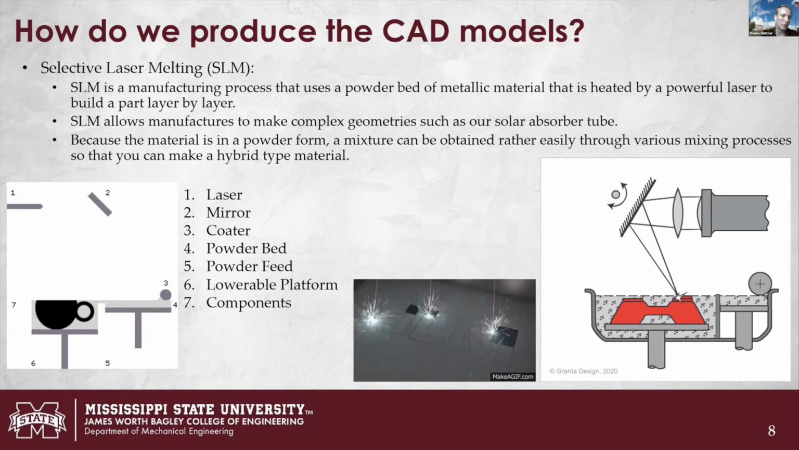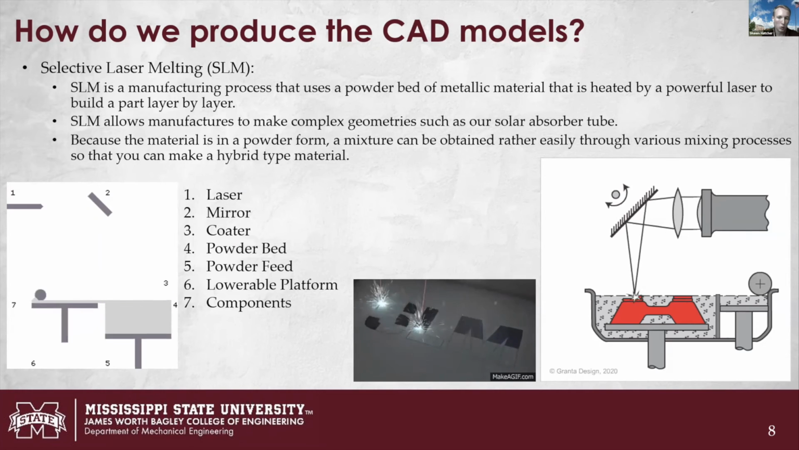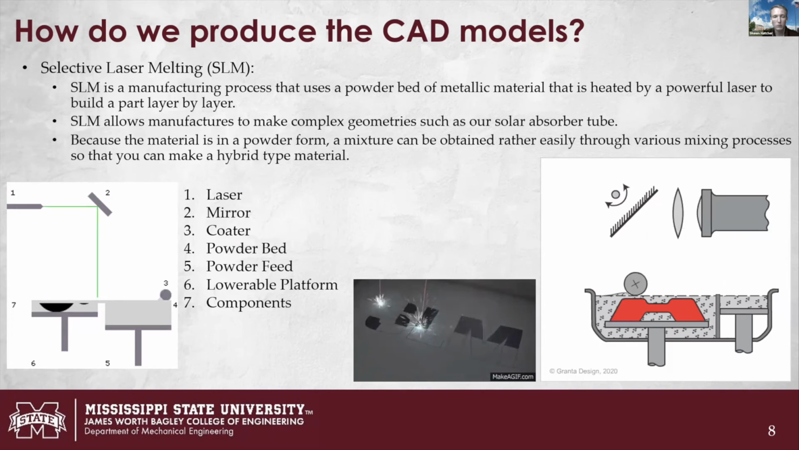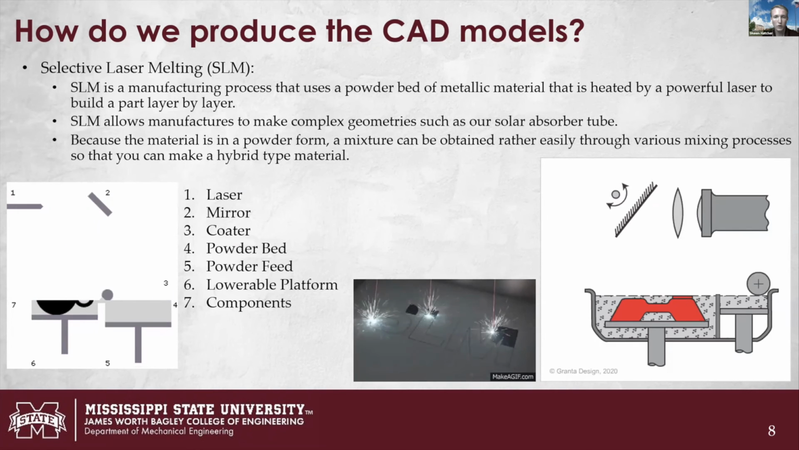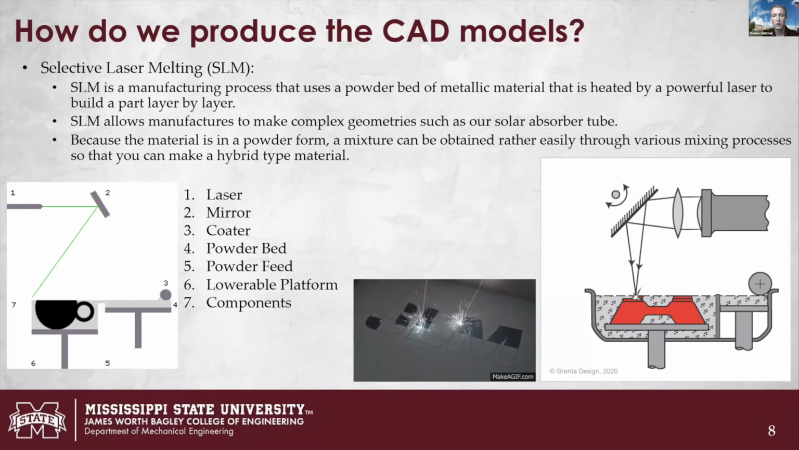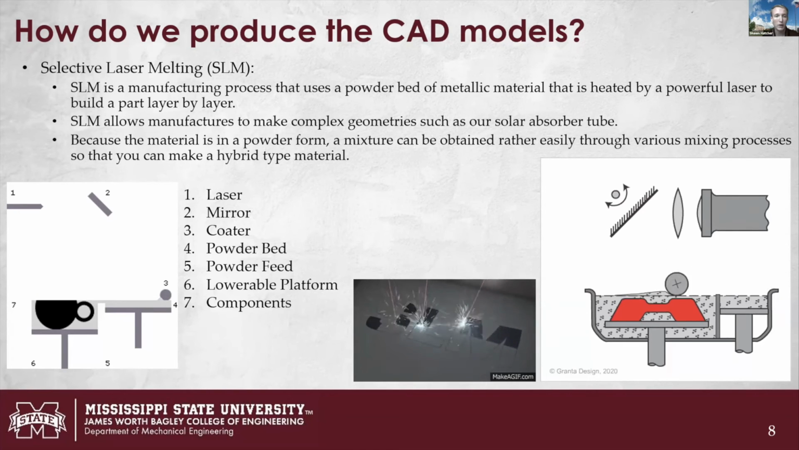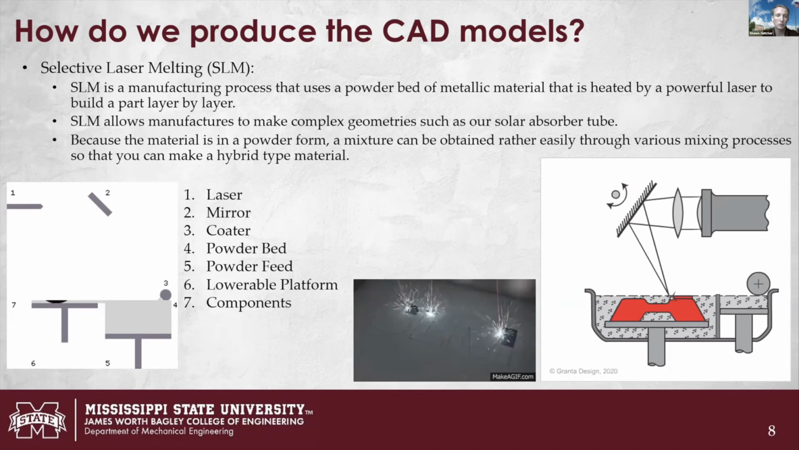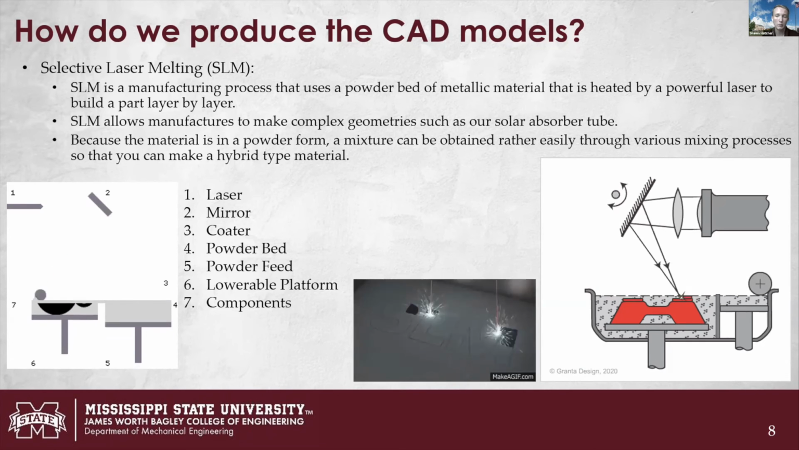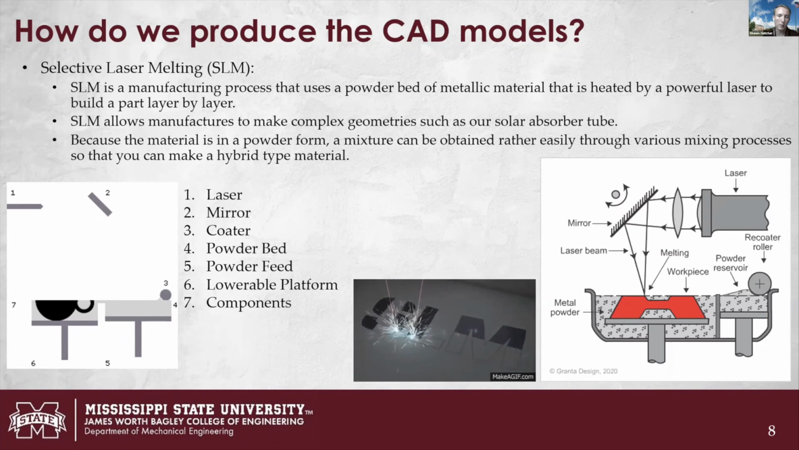So this allows us to make some complex geometries, such as our solar absorber tube with the high aspect ratio fins and thin layers as well. Since the materials are in powder form, a mixture of any kind of metallic compound can be made rather easily with some mixing processes. So you can have a very customizable hybrid material that can be made at a very specific geometry for the particular application you're looking for.